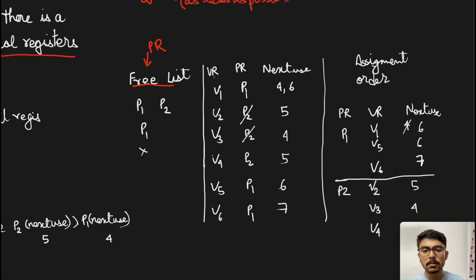So the next use table contains the virtual registers which we are given in the question. Then we assign which physical register is assigned to that virtual register, like each virtual register will be assigned a physical register in order of its execution. So that physical register is written here, and since we have the code with us, we will look for the next use.